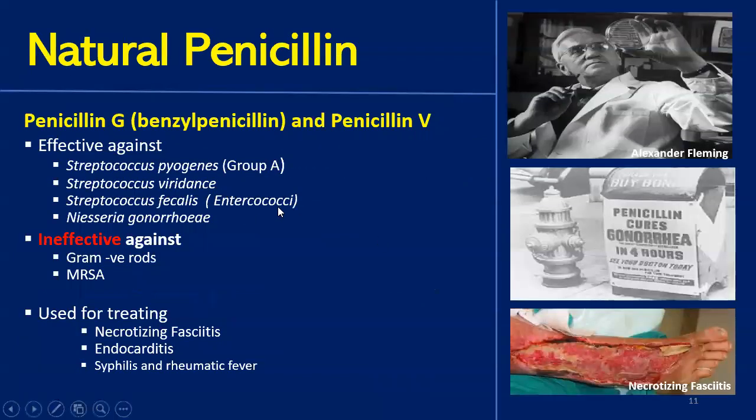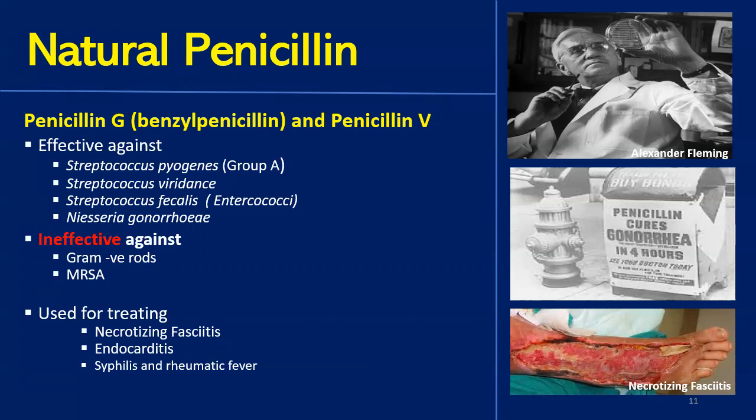Now, the natural penicillin, like benzyl penicillin, which was discovered by Fleming in 1928, is effective against Streptococcus pyogenes, which is group A strep, and Streptococcus viridans, which is among the normal flora in the oropharynx. If the viridans had access to the heart, like during a tooth extraction, it might cause endocarditis. Penicillin is a very efficient agent, still used clinically up to now, treating endocarditis caused by viridans.